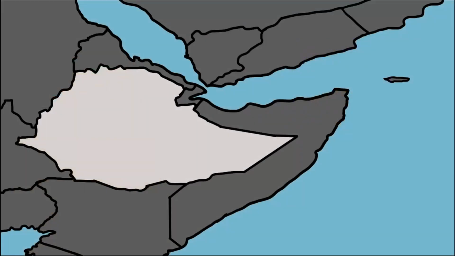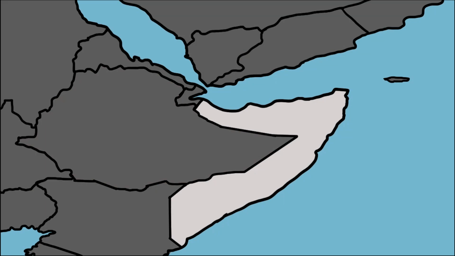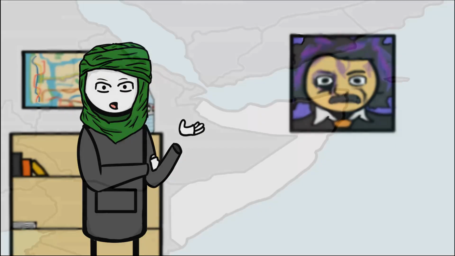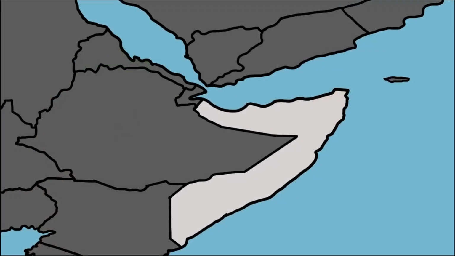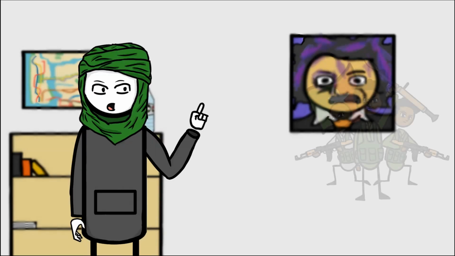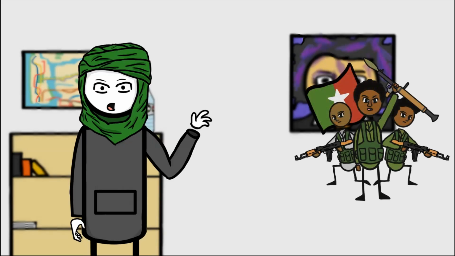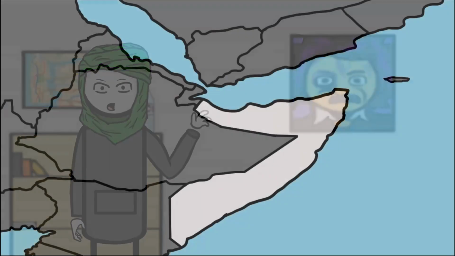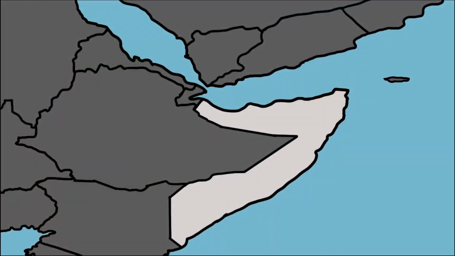Now, seeing how the Derg and the Somali Democratic Republic both have communist and socialist leanings, you'd think they'd get along. They didn't. Remember, Siad Barre wanted to unite Somali areas, and Ethiopia happened to control a pretty big Somali area, the Somali-inhabited Ogaden region. Siad Barre would invade the Ogaden region with Western Somali Liberation Front support in the hopes of annexing the region and uniting Somali-populated areas. The Ogaden War would kick off with a Somali invasion on July 15, 1977.